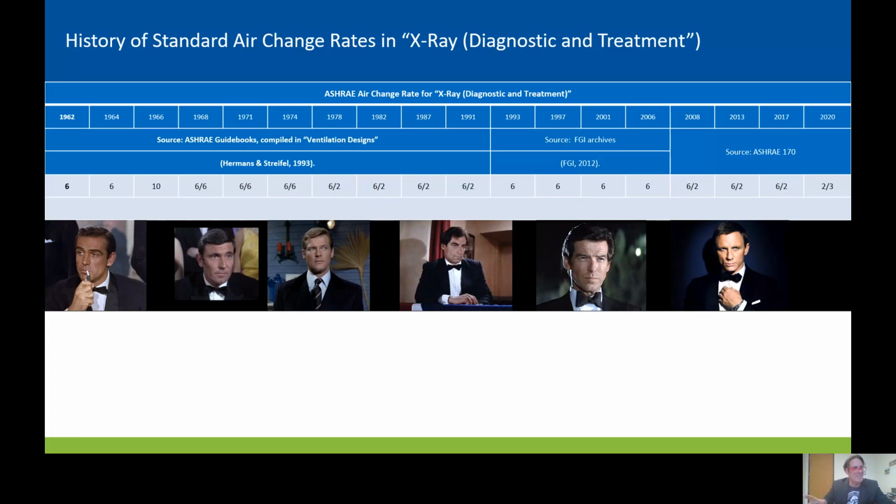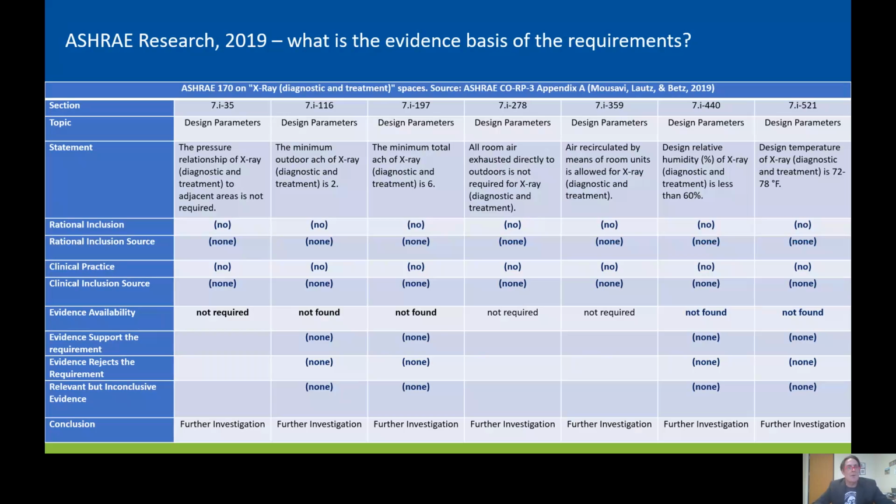It used to require, in the 60s, 100% outside air. In 1978, we dropped the outside air down to 2 air changes, but we kept the total at 6. So throughout the 90s and early 2000s, FGI actually only published the total ventilation rate, not the outside air rate. And then ASHRAE picked it up in the Daniel Craig era, and we started publishing the rates then. 6 air changes and 2 air changes all the way until the current version, which we're going to talk about in just a second. So first, let's talk about the evidence basis of the requirements.